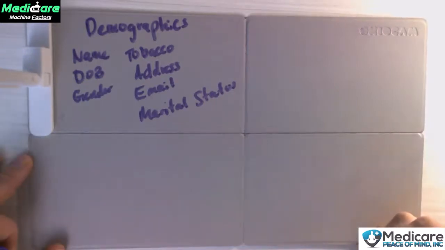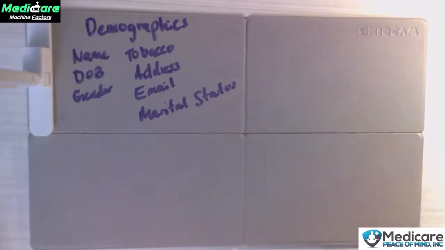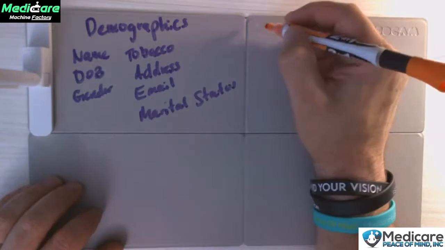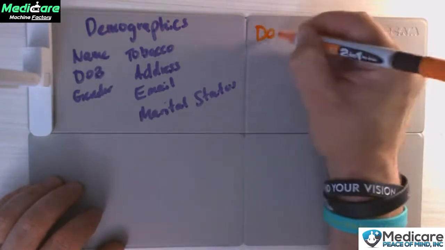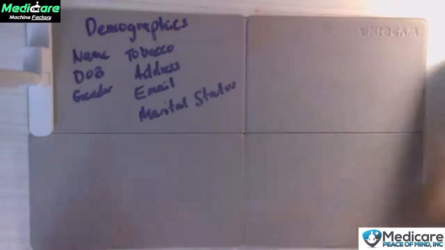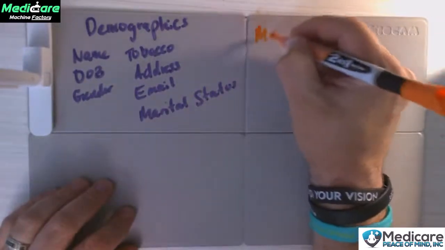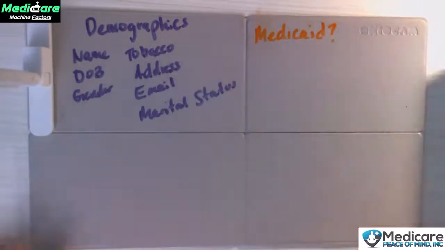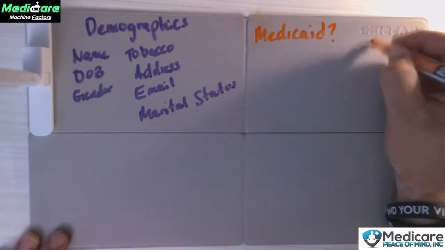And after you do that, you want to work on the next category, which is what I call hinge point questions. And so the first hinge point question is, rather than write it all out, I'm just going to do a shortened version. You want to do Medicaid. Do you have Medicaid? Question mark. Do you have Medicaid? So that's the first, what I call hinge question.